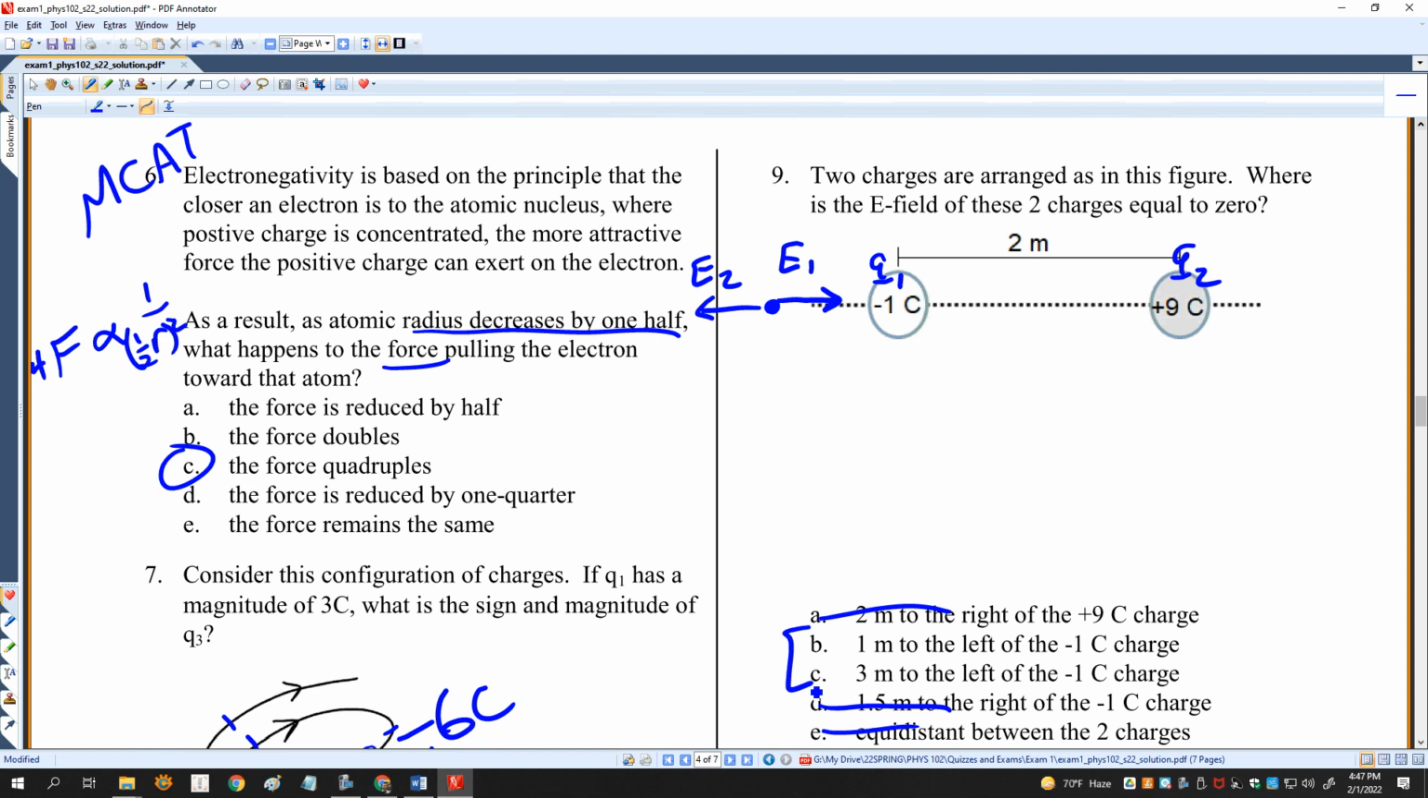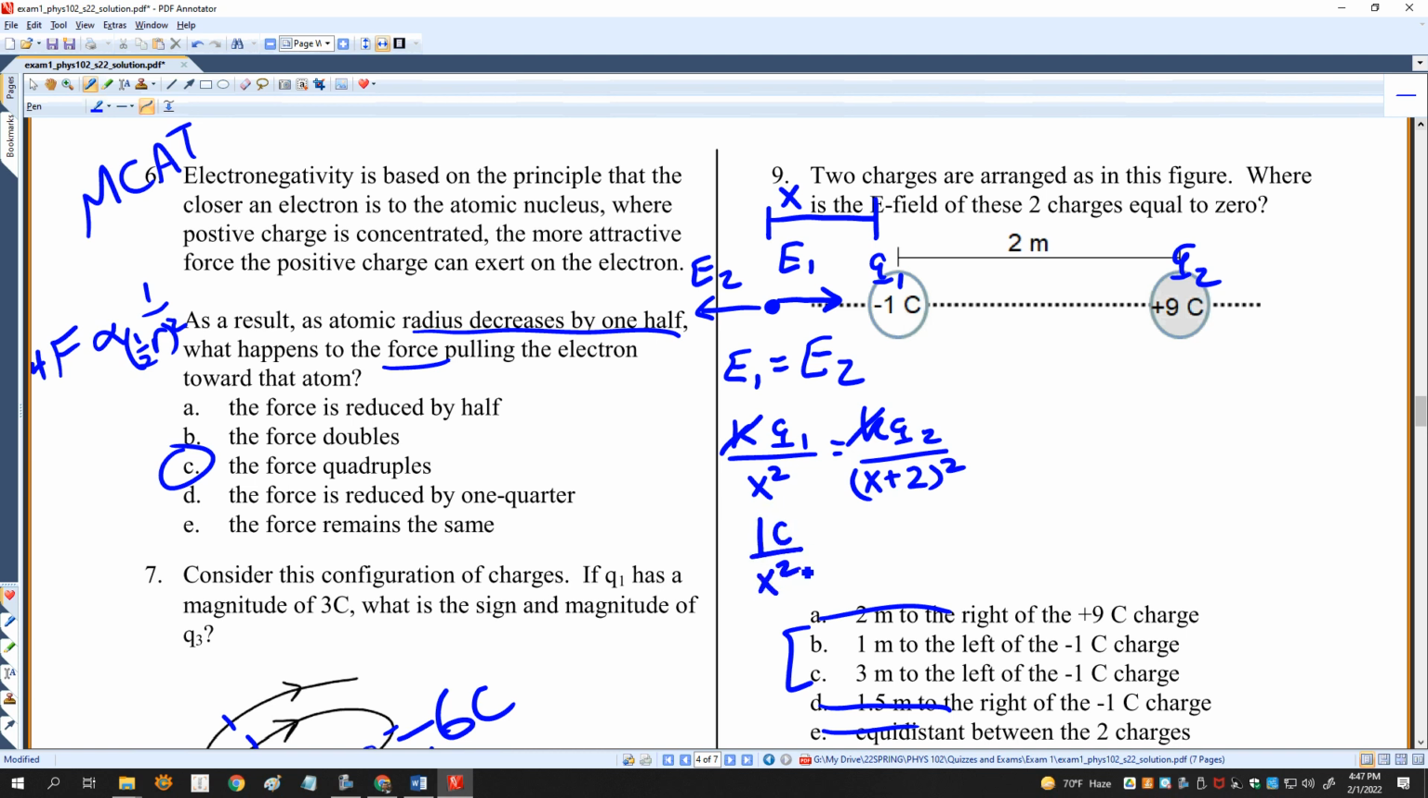Let me show you the mathematical way to do this. I think this is probably the harder way. The harder way is to say that E1 is equal to E2, and then define this as X. So E1 is KQ1 over X squared, and E2 is KQ2 over (X plus 2) squared. And the K's cancel. The nanos can't, or no, these aren't nanos, so I'll just leave that in. So I have Q1 is 1 coulomb over X squared. I'll leave the units off here.